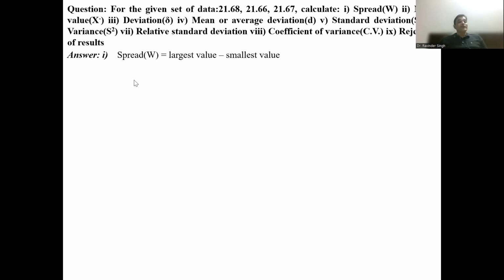हमने बताया था दैट इज द डिफरेंस बिटवीन द लार्जेस्ट एंड द स्मॉलेस्ट वैल्यू इन द गिवन डाटा। व्हिच इज द लार्जेस्ट वैल्यू, that is the 21.68, and what is the smallest value? 21.66. Now take the difference of these two values. So 21.68 minus 21.66, answer comes out to be 0.02, so that is called the spread.